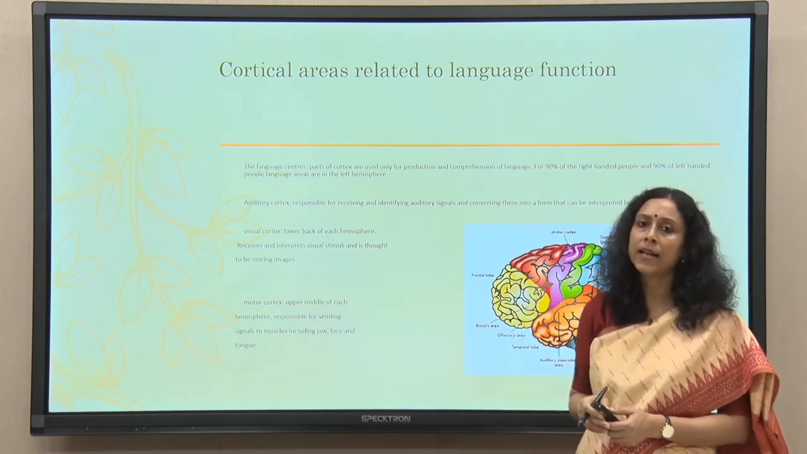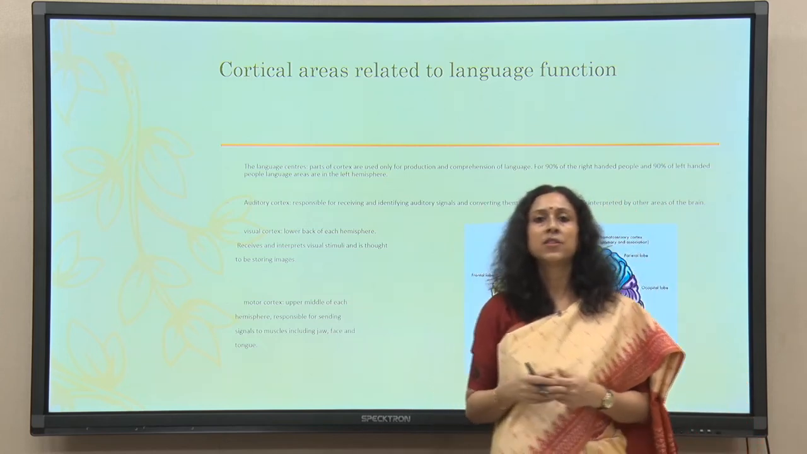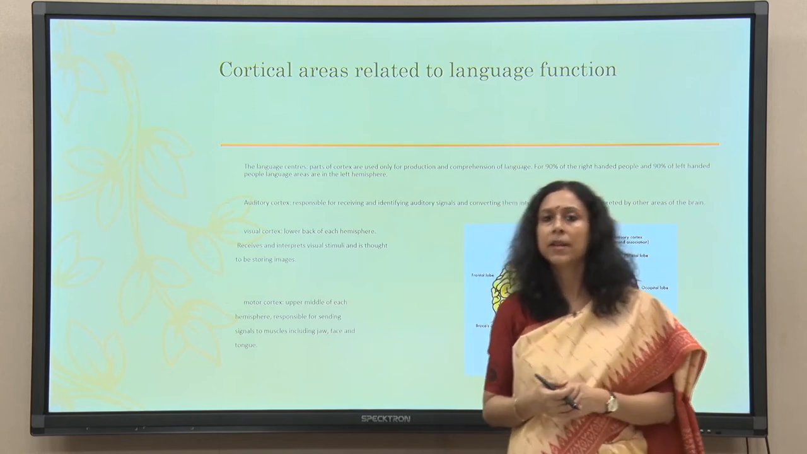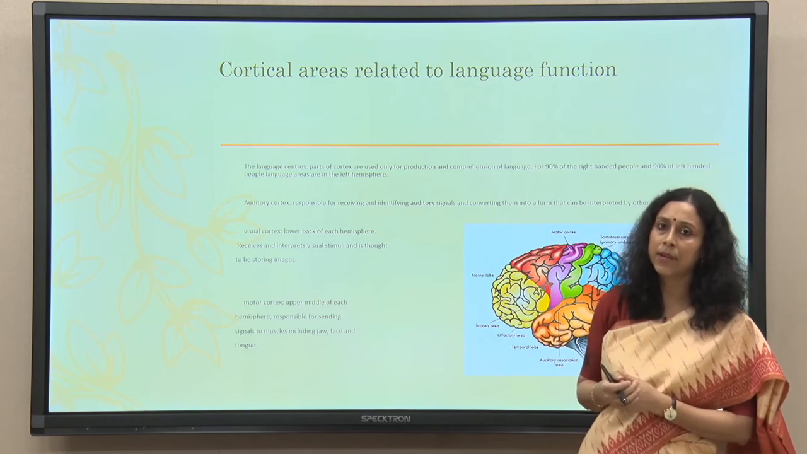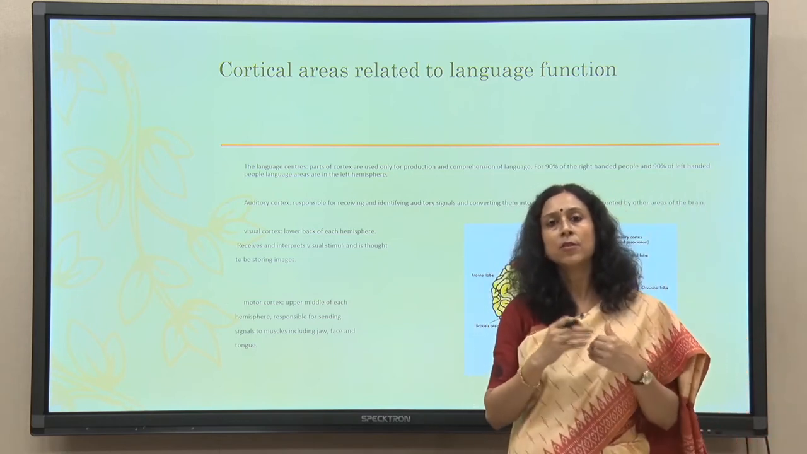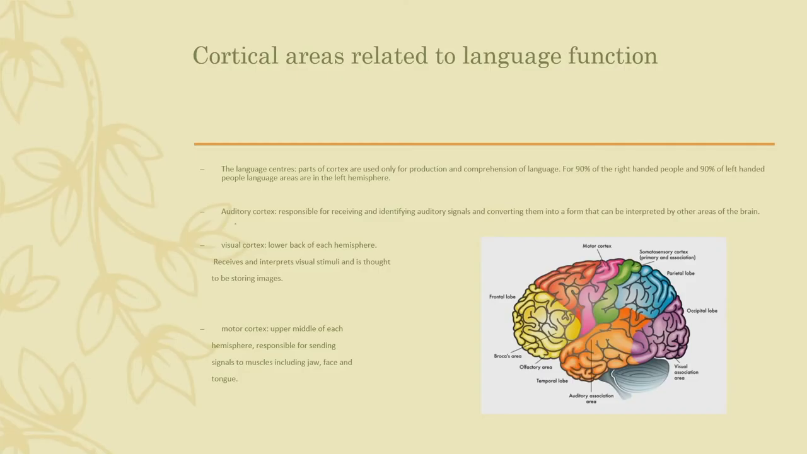But apart from that, there are also other areas. As we have seen, language is not a function in isolation. Language, whether it is within the brain or outside the brain, is always a connection of various things. So, even inside the brain, when language function takes place, the language area also connects to other cortical regions. Primarily, those cortical regions are the auditory cortex, visual cortex and the motor cortex.